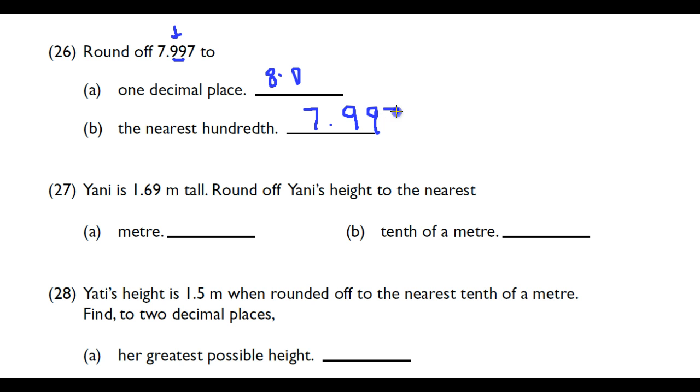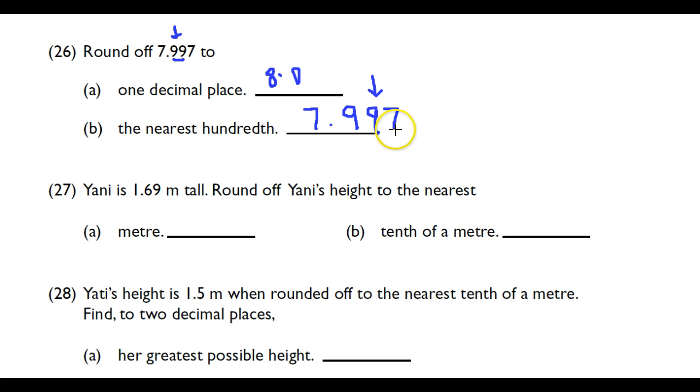7.997. Okay, to the nearest 100, it means the number to be changed is this. 9 remains. But if it's being added to 1, then I could carry this 1 forward, regroup it to the 1's column. Now check this. This is to be changed.